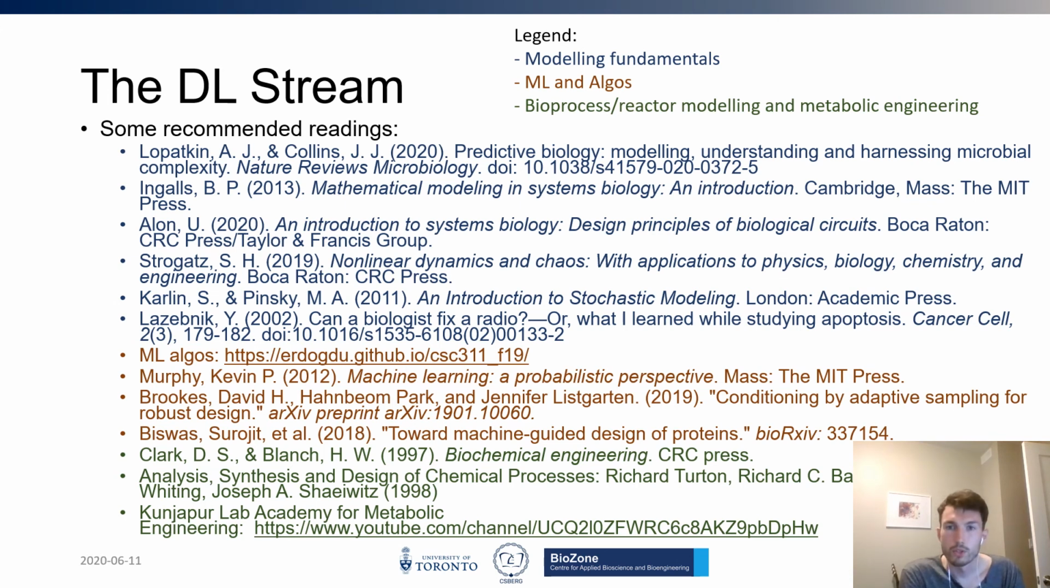And now moving on to the bioprocess and reactor modeling in metabolic engineering. There are two textbooks that Kavya has asked me to include here, one called Biochemical Engineering, and the other called Analysis, Synthesis, and Design of Chemical Processes. You may want to check these out as a reference or guide to go a little deeper than what's covered in the bioprocess and bioreactor content. And then finally, there is a link here to a video from a metabolic engineering lab. I think it's sort of like a Khan Academy style video that will introduce you to some concepts of metabolic engineering, so you may find that useful as well.